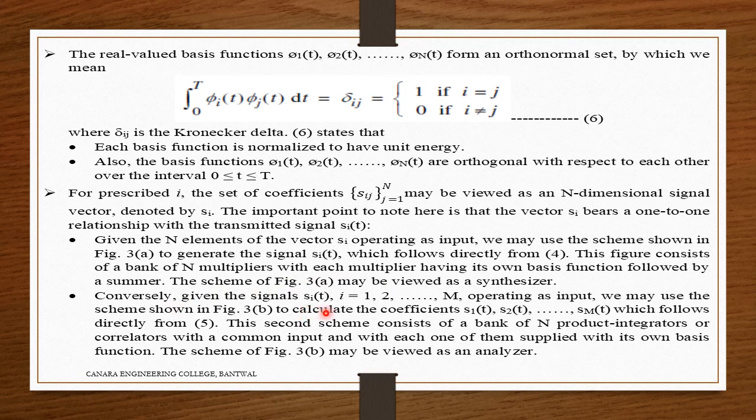Conversely, given the signals si of t, that is i equals 1, 2, so on up to capital M, operating as input, we may use the scheme shown in figure 3b to calculate the coefficients si1, si2, so on up to siN, which follows directly from equation 5. This second scheme consists of a bank of N product integrators or correlators with a common input, and with each one of them supplied with its own basis function. The scheme of figure 3b may be viewed as an analyzer.